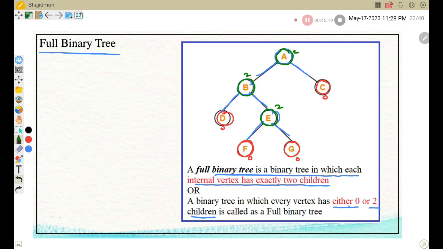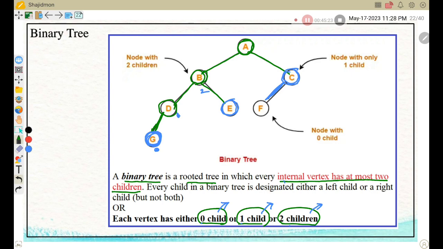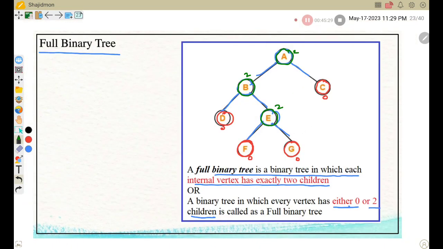I hope you understood the difference between binary tree and full binary tree. In a binary tree, there is a possibility of one child for an internal vertex. But in a full binary tree, there is no possibility of that one. All internal vertices should have 2 children. Okay, that is the idea here.